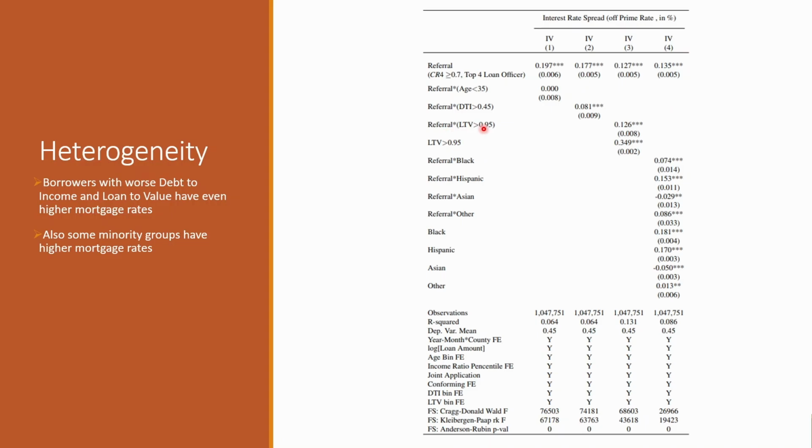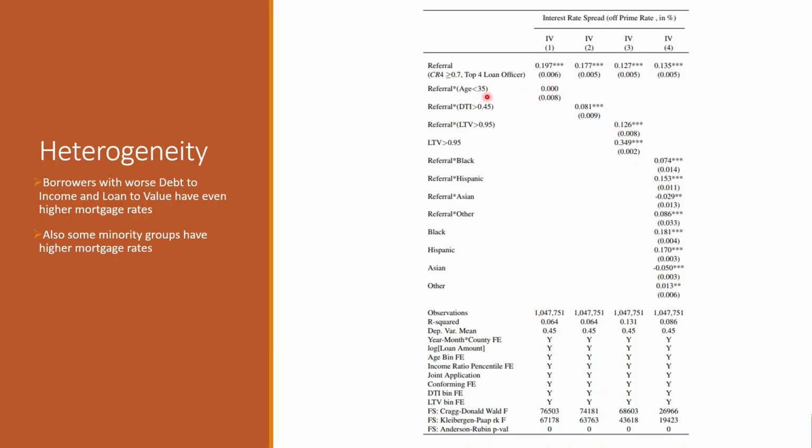Your loan to value, so again, the higher the loan is relative to the value of the thing you're buying, also makes you a higher credit risk for this loan. Again, that interaction, so you have high loan to value and you're getting referred, that results in a higher spread off the regular rate.